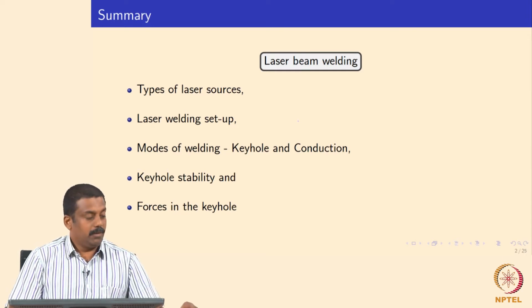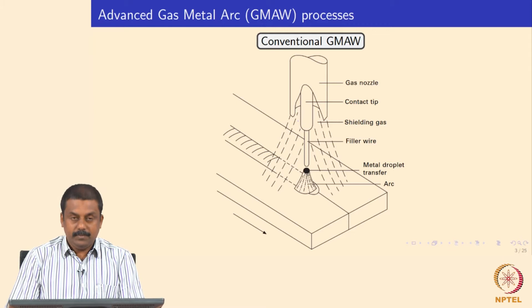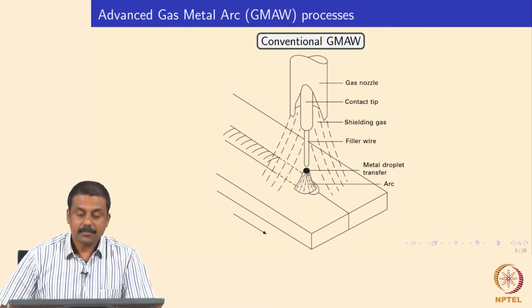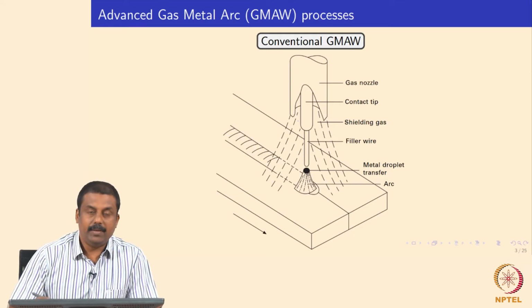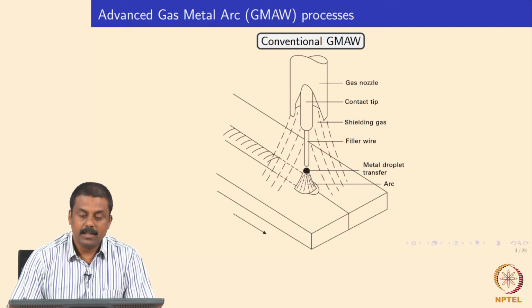Okay, so we will move on to the GMAW process, gas metal arc welding process, and most of you are familiar with the schematic of GMAW. This is one of the oldest welding processes. It was developed to weld conventional materials.